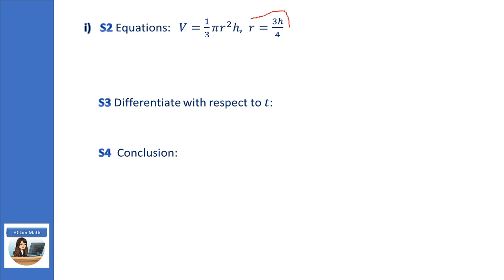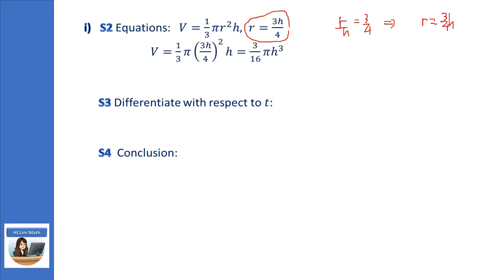So I have my r equivalent to 3h over 4. Okay, where do I get this? r over h is equivalent to 3 over 4. So therefore my r is 3 over 4 h. Okay, so I have my volume of 1 over 3 pi times 3 over 4 h squared times h, because I substitute my r in terms of h. So I simplify it, and I may have my V in terms of h.